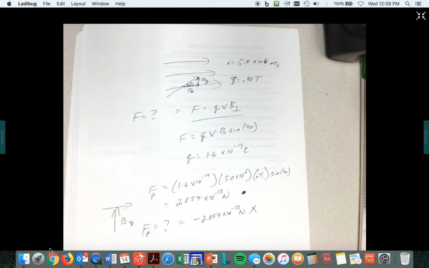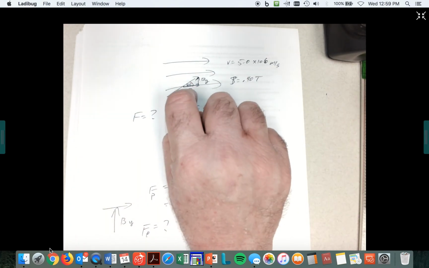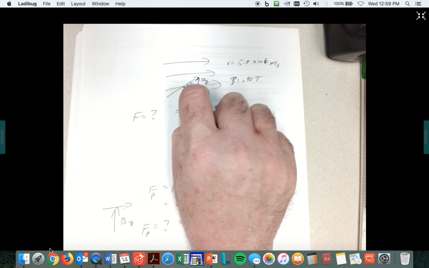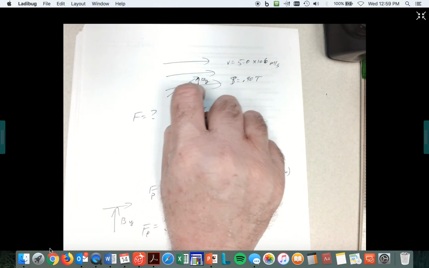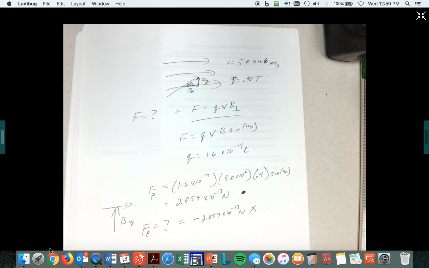All right, because we could also take the 40-degree component of the vector. Oh, it's the B field. Oh, I see what I did wrong. I drew the B field straight across when the velocity vector should be going straight across. I think that's what they meant. All right, still works out.